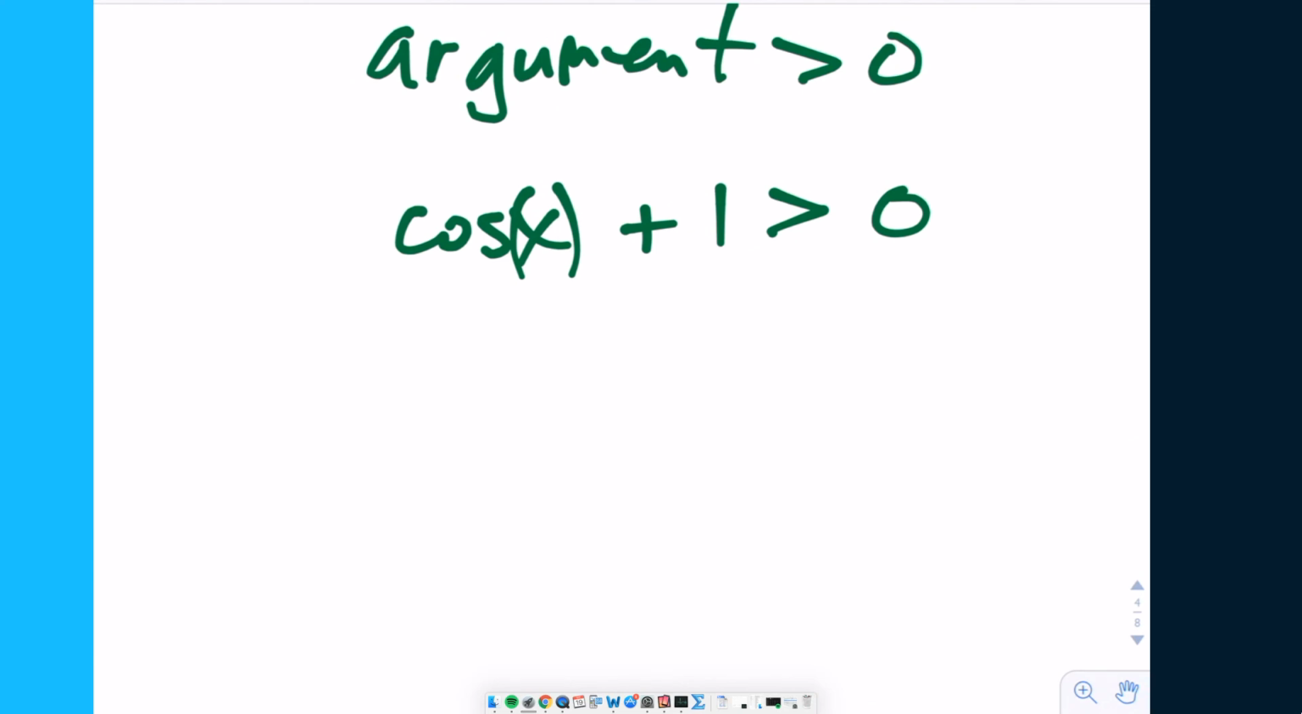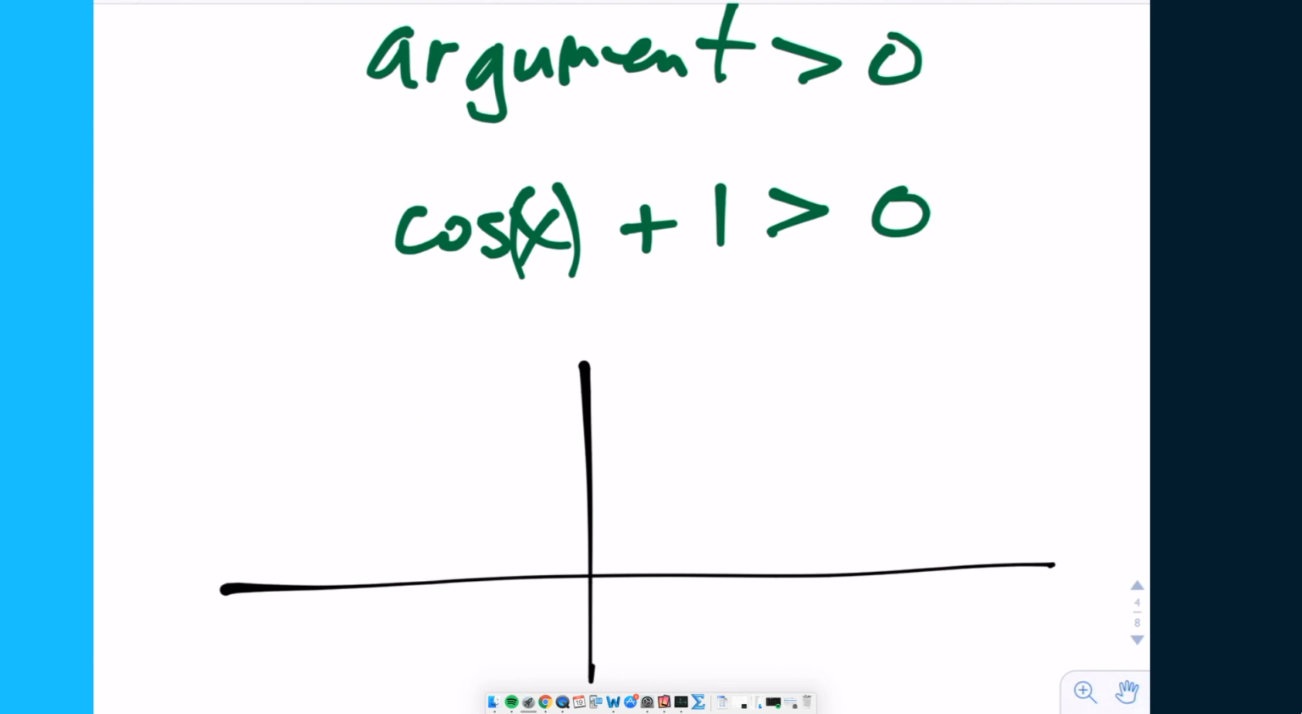Cosine of x plus 1. What does the plus 1 do to the graph of cosine? Shifts it up 1. Good. So you can actually sketch it. This will be fun. This will review cosine.